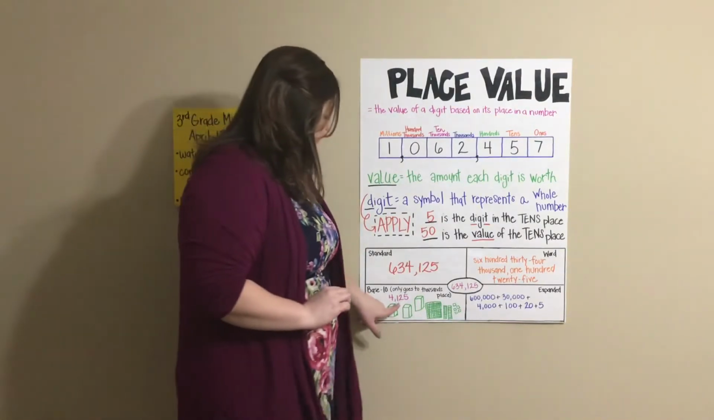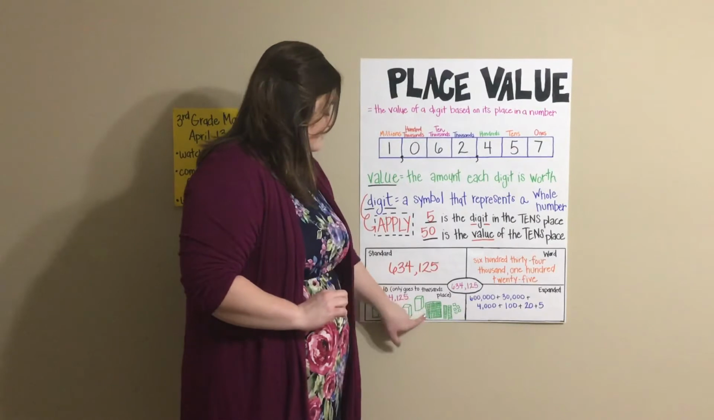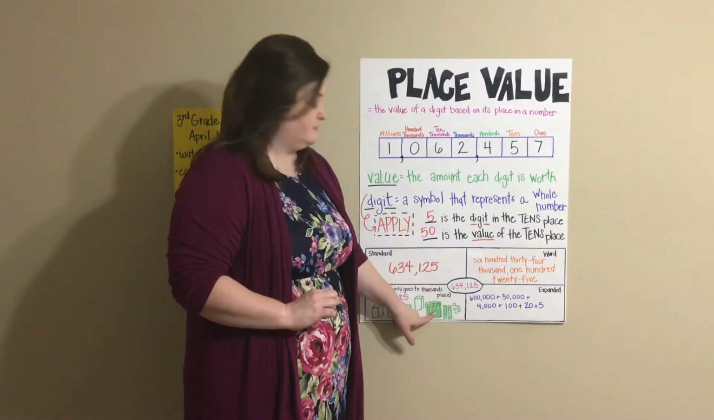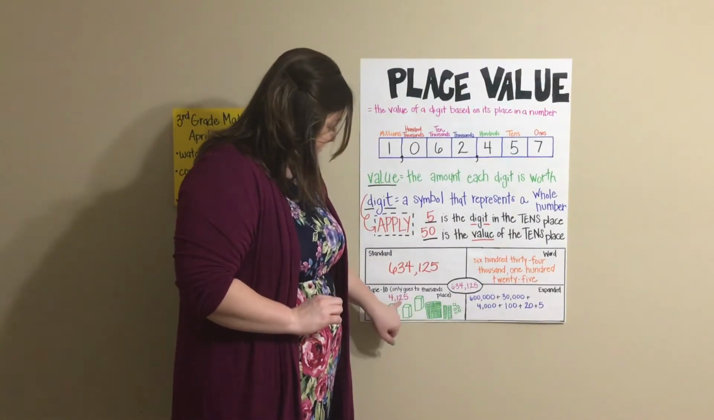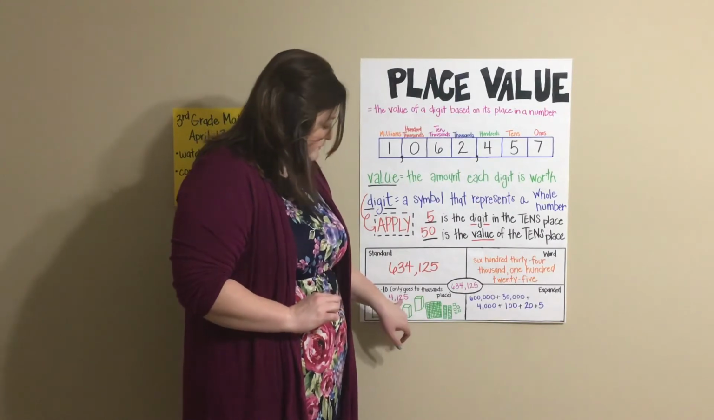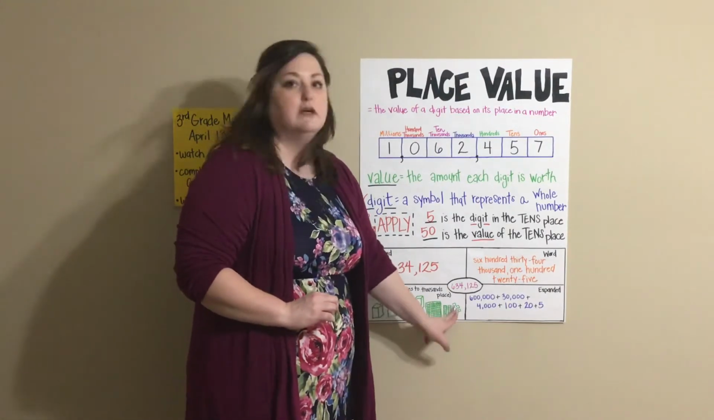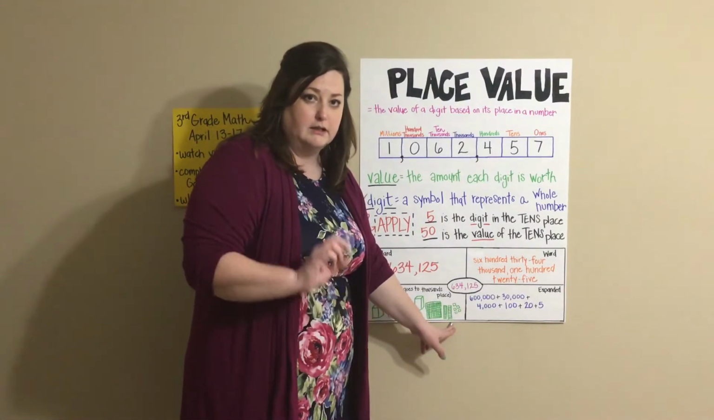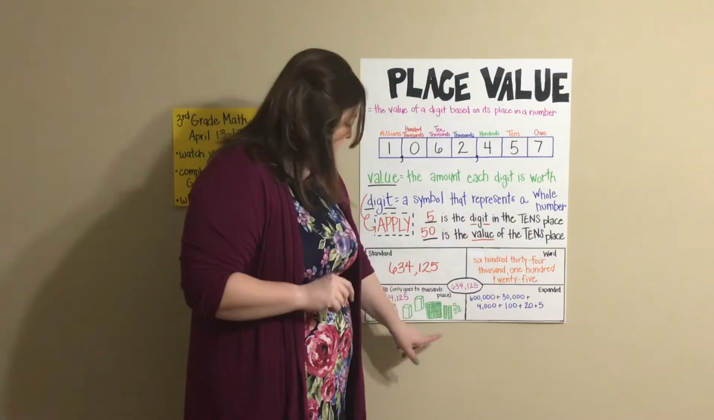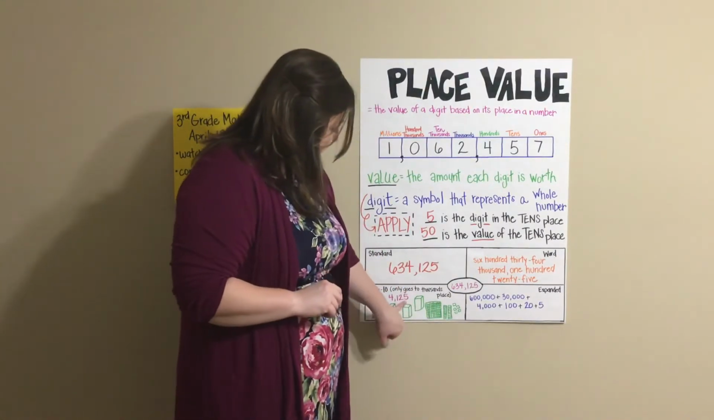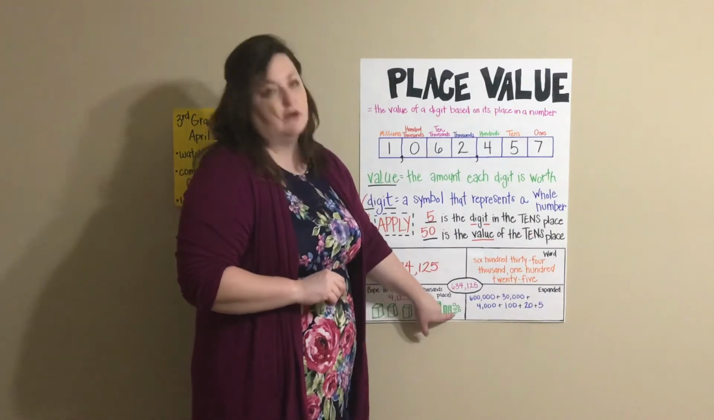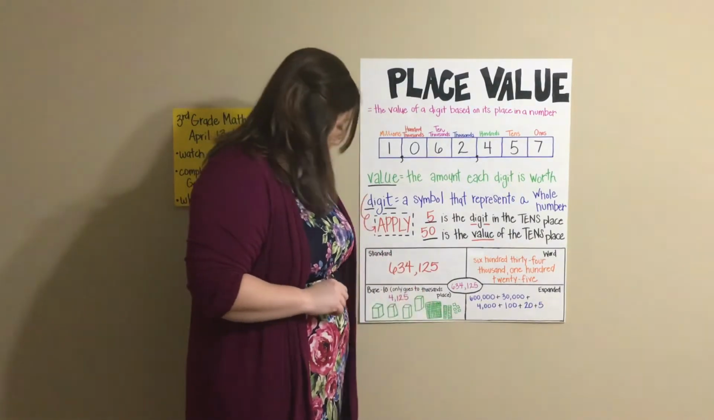4,000 blocks. We would need the big 3D blocks, okay? Then we would go to, we need 100 flat, okay? Then we would need 20. We would need to represent 20, so that's 2 10 rods, right? 2 in the tens place, so 2 tens. And then 5 in the ones place, so 5 1 blocks as well, okay?